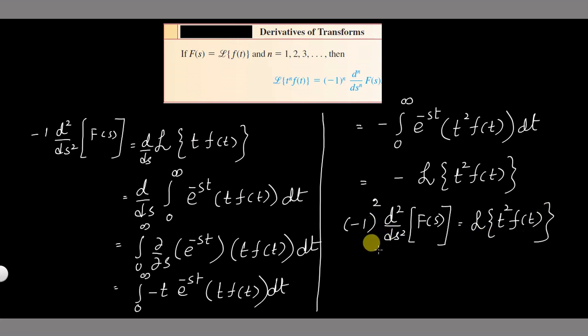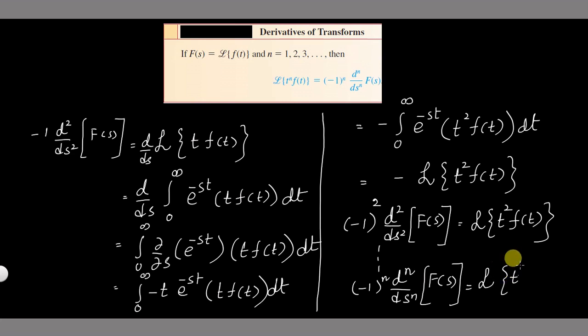So continuing in this way, we can conclude that minus 1 raised to the power n d n over ds n of F of s will be equal to Laplace transform of t raised to the power n f of t. So this is the proof of this particular derivatives of transform.